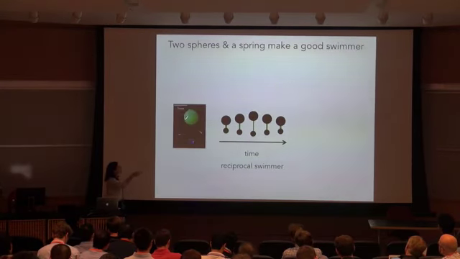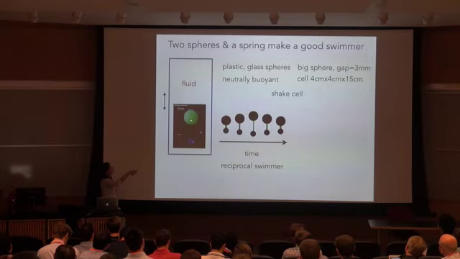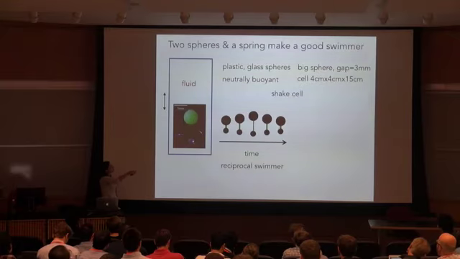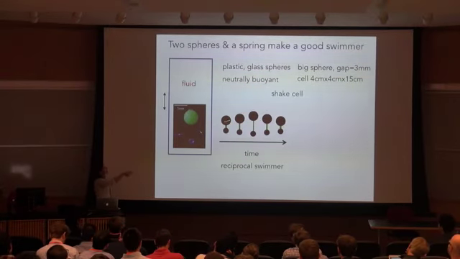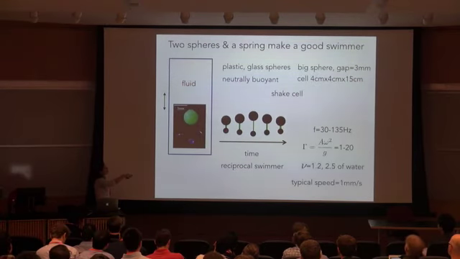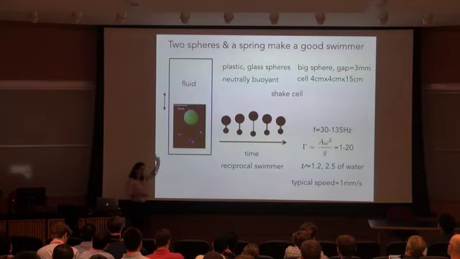And the experimental realization of this is this one here. So we have a plastic and glass sphere. The big sphere, the gap between the two is 3 millimeters. This is a neutrally buoyant object. And we put it in a cell, and then we shake the cell, and this thing takes off sometimes, and sometimes it doesn't. It stays stationary.